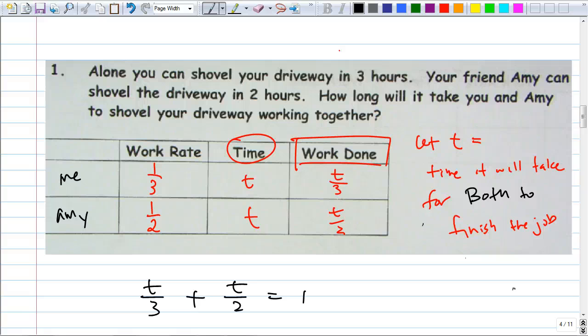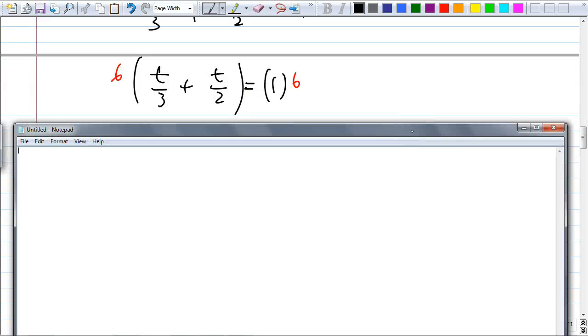All you have to do is multiply both sides by the LCD, and it's easy to see what the LCD is. It's 6. Go ahead, everybody, multiply both sides by 6 and find the time. Okay, I'll wait for you. As you can see, when you multiply both sides by 6, on the left side, what do I get?